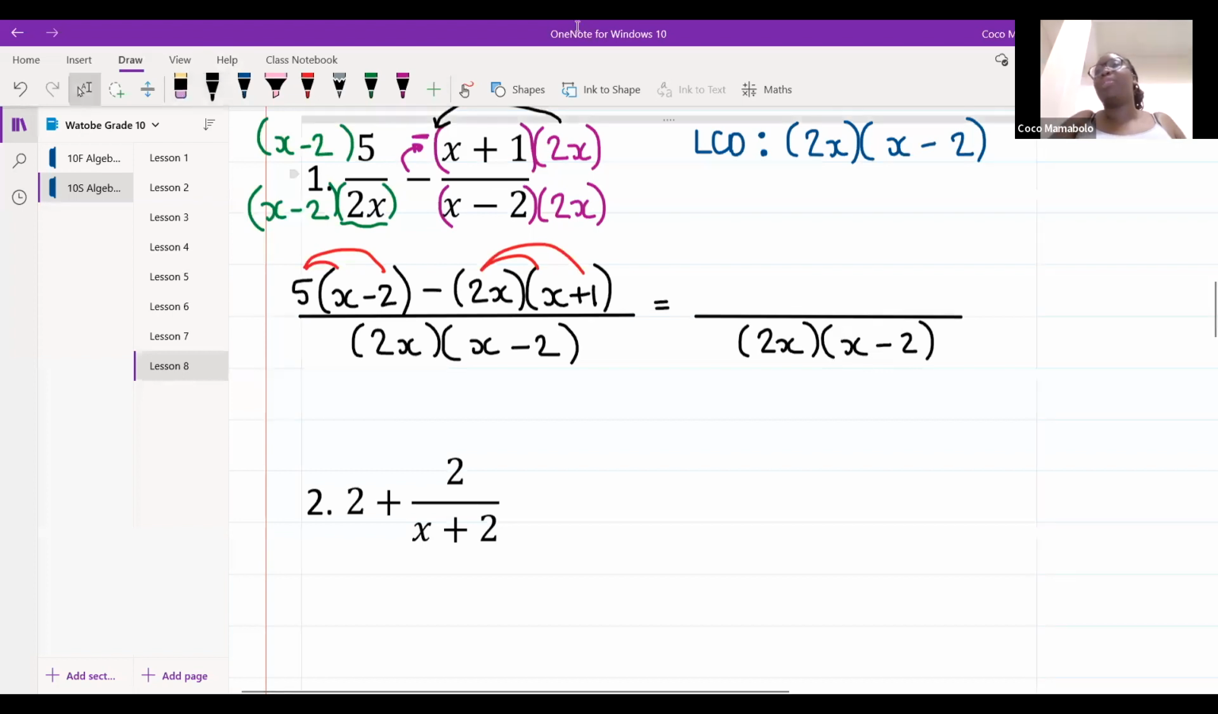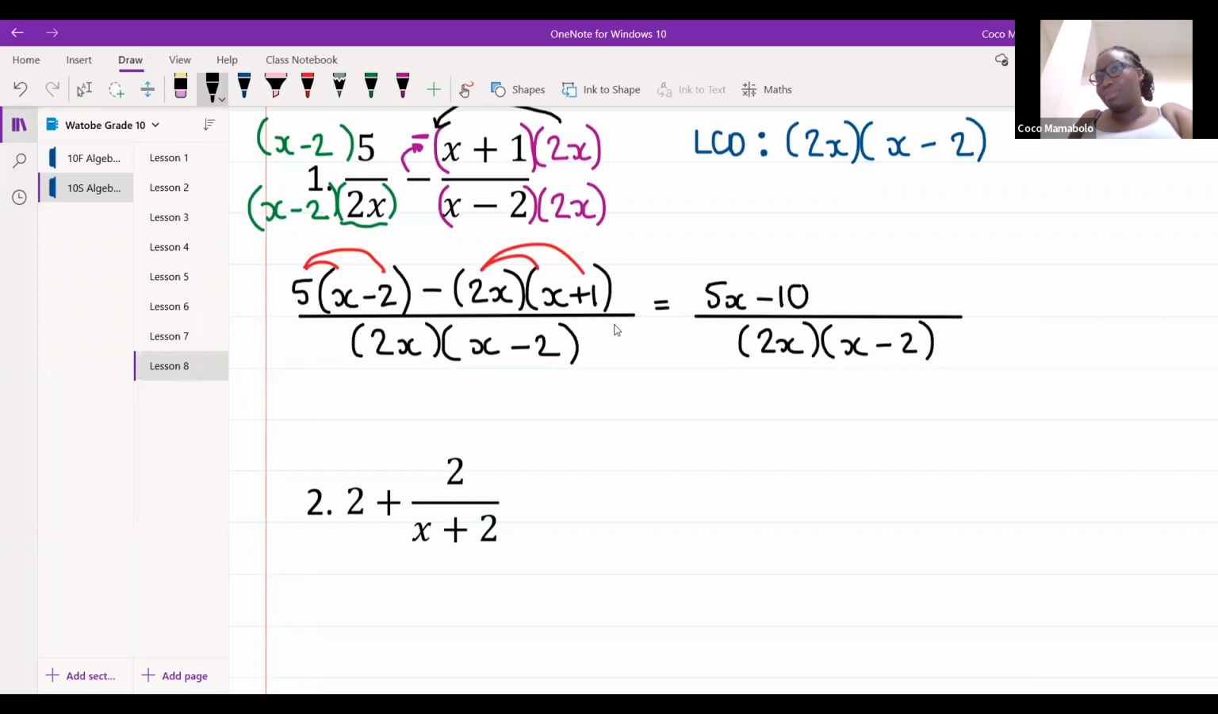All right, you want to unmute? Let's go. You're going to say 5 times x, which gives you 5x. Good. And then? 5 times negative 2. Which gives me negative 10. Good. Negative 10. Good.